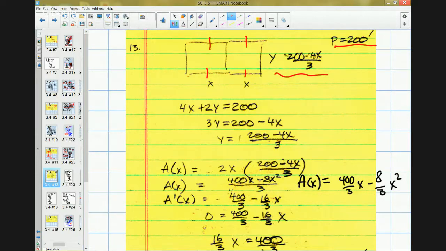So 200 minus 4x, and why did I divide by 3? Because there are 3 of those guys. There's 3. This is what's different about this. There are 3 heights, so to speak. Okay, so here's my new name for Y. Okay. So now that I have that, we can jump down to here.